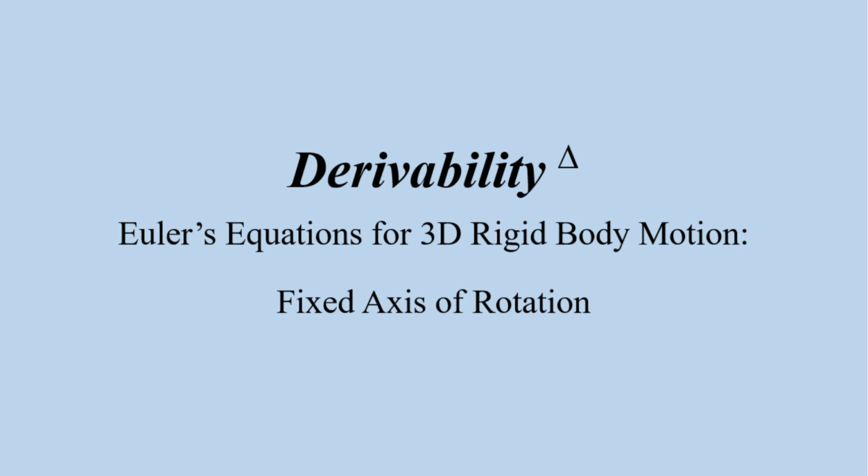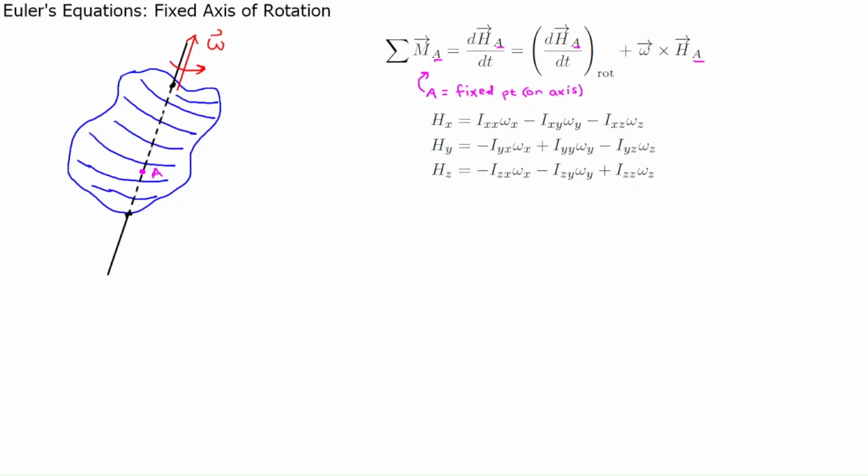Welcome back to Derivability. We're going to continue looking at rigid body rotations in 3 dimensions. You may want to go back and take a look at my recent video on Euler's equations in general. I did that a few days ago, but we're going to do a special case of that right now, and that is if you happen to have a fixed axis of rotation.